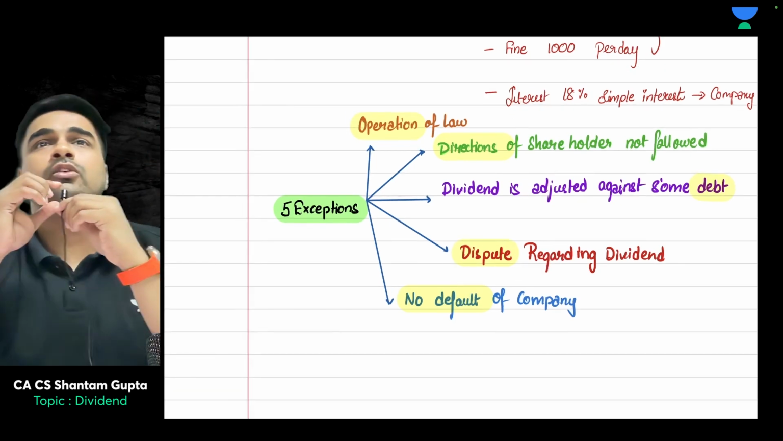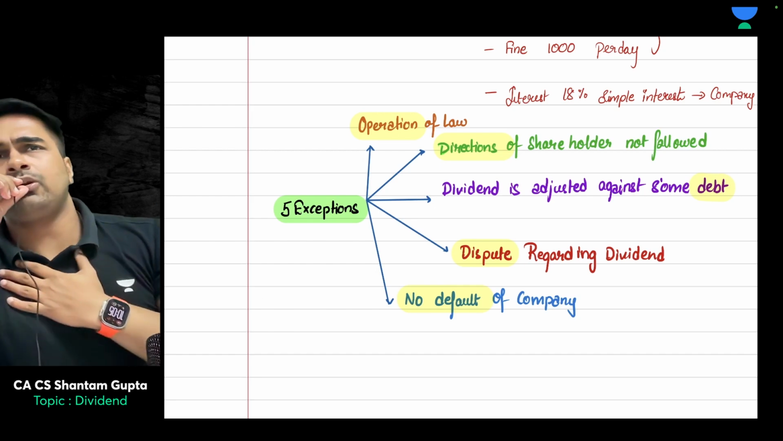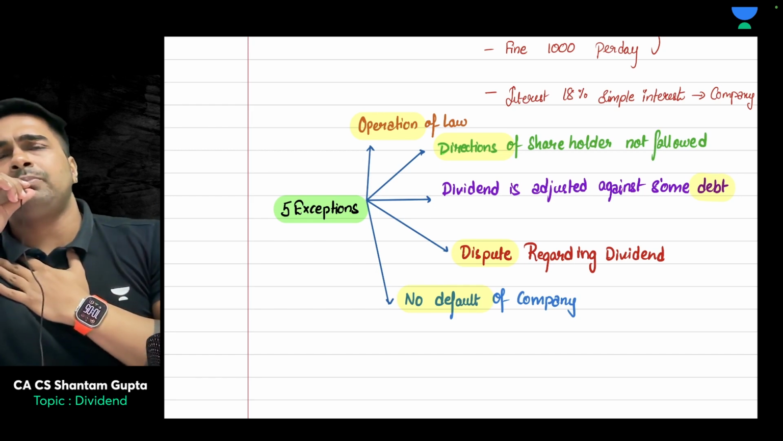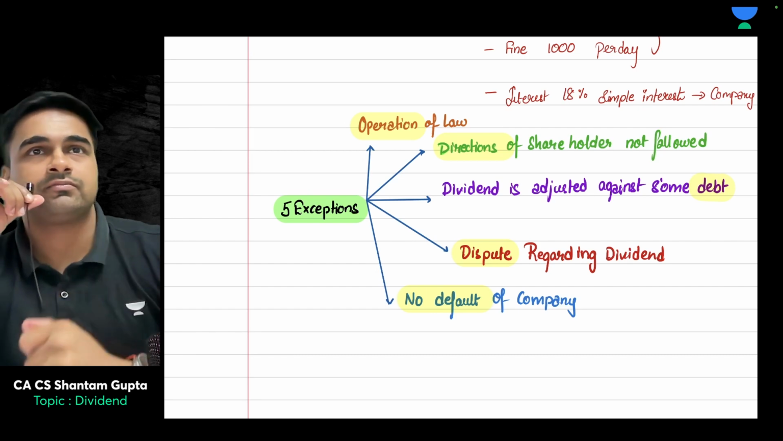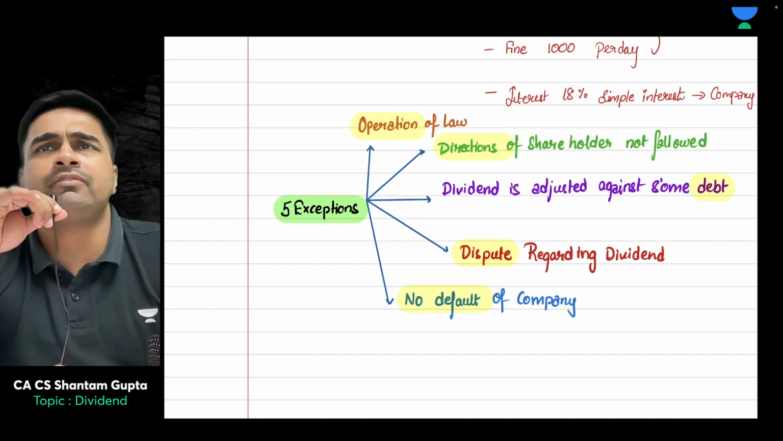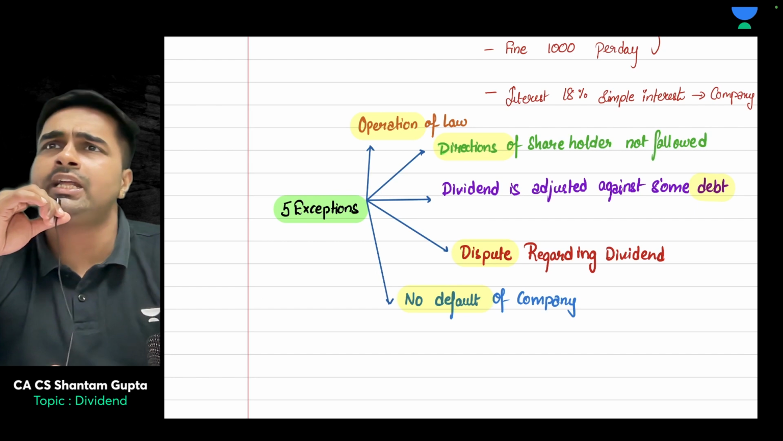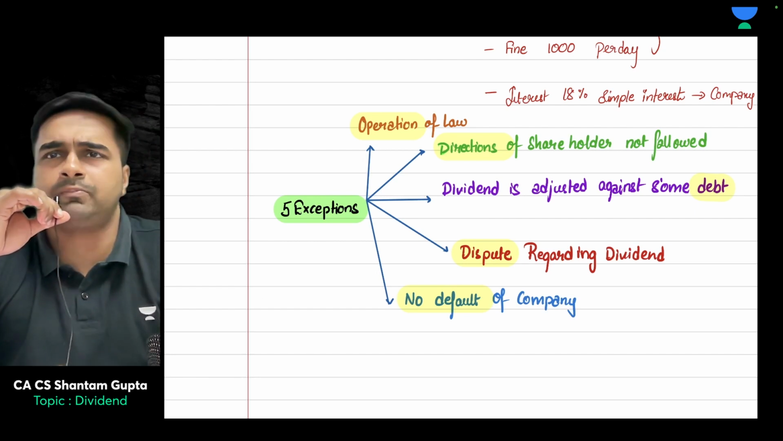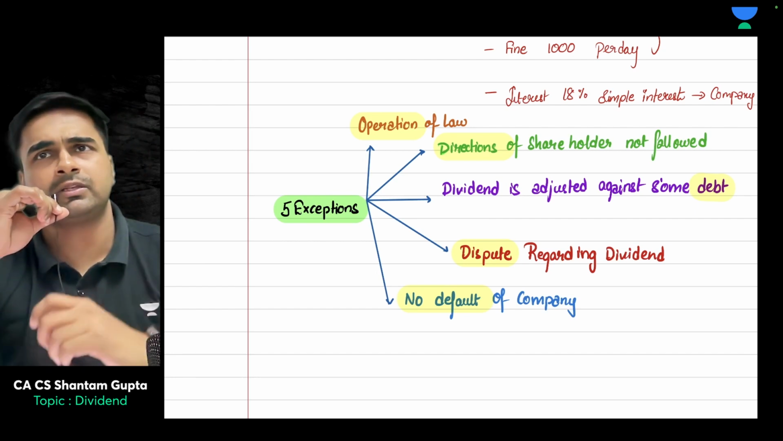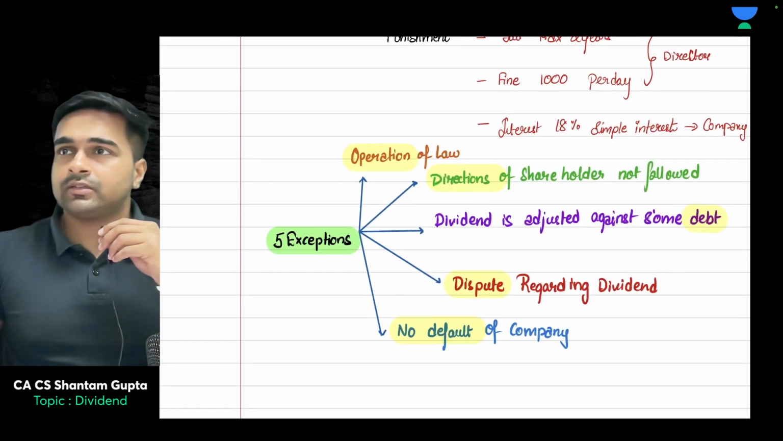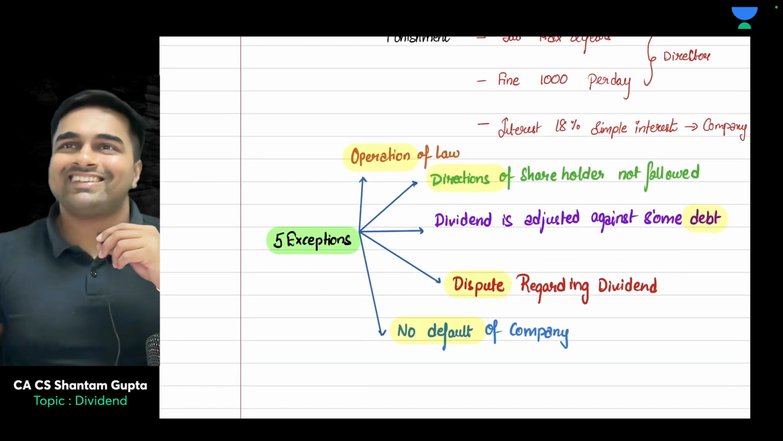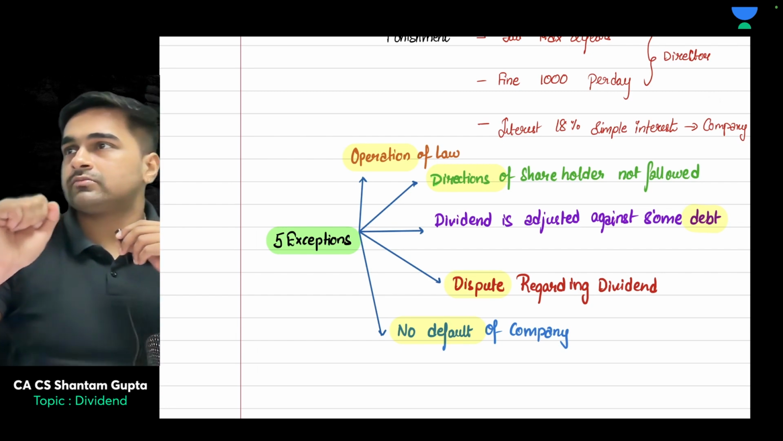Directions of the shareholder not followed. Very simple. As a shareholder, I have instructed the company that the dividend has to be paid to me in foreign currency. The company does not comply with it. We are an Indian company, we will pay dividend only in Indian currency. It doesn't suit you, your problem. Simple. Done? Okay. Everyone done?